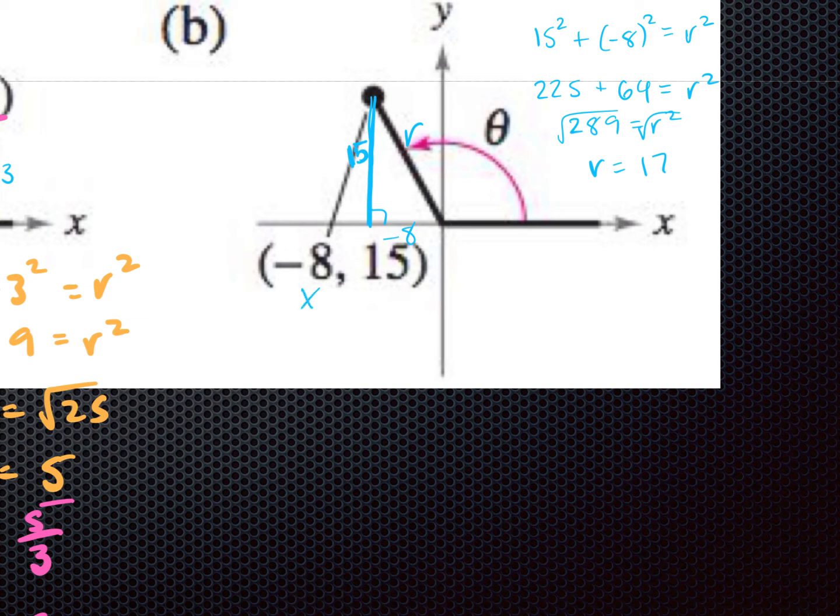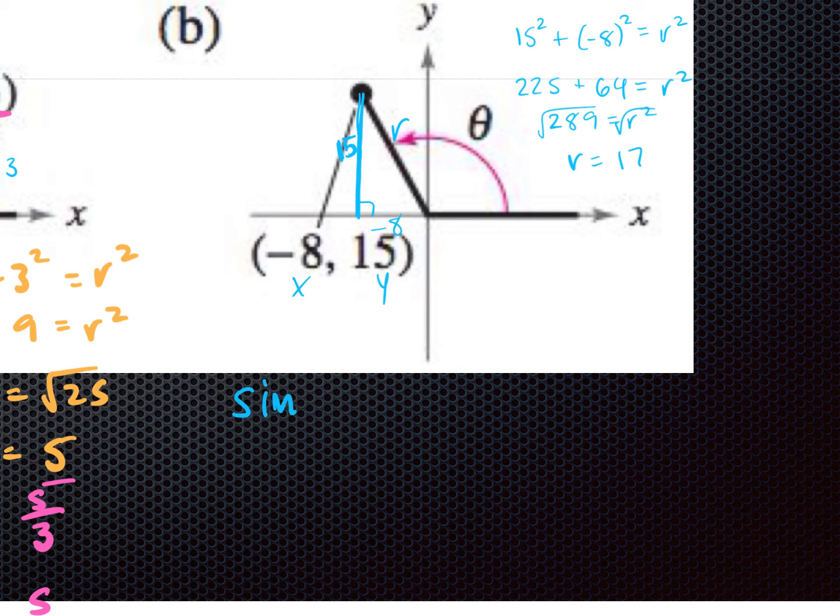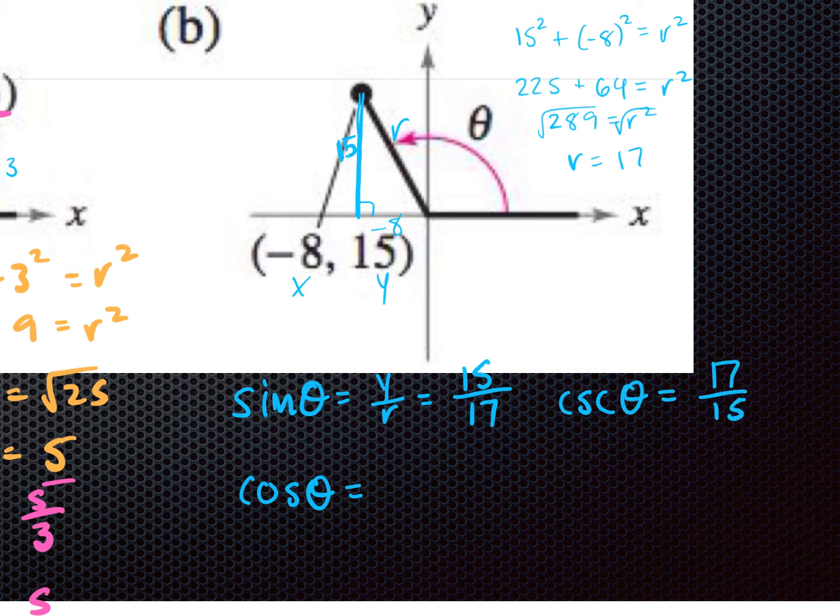So now that we have our x, y, and r, we can plug it into all of our trig functions. So sine is y over r. My y was 15, so 15 over 17. The reciprocal function is cosecant. So I just flip it, so it'd be 17 over 15. Next, cosine is x over r. X is -8, so -8 over 17. And then the reciprocal function secant would be 17 over -8.